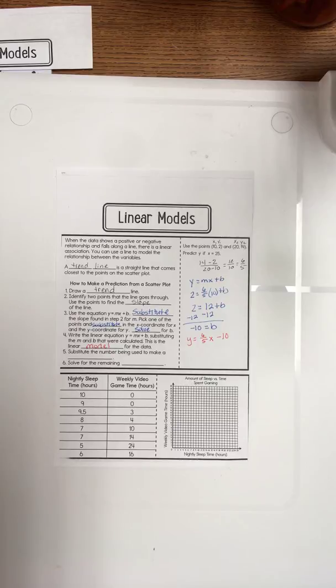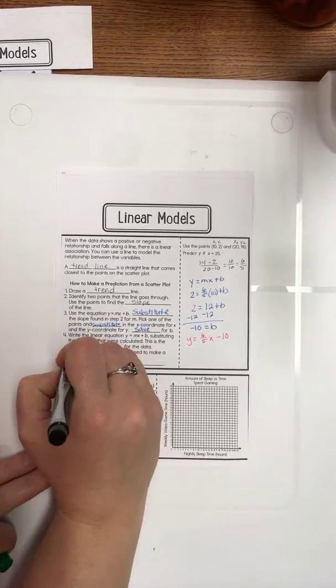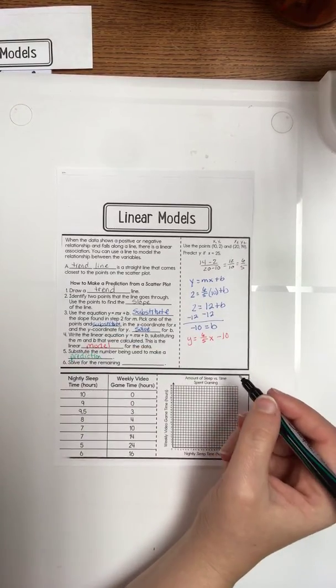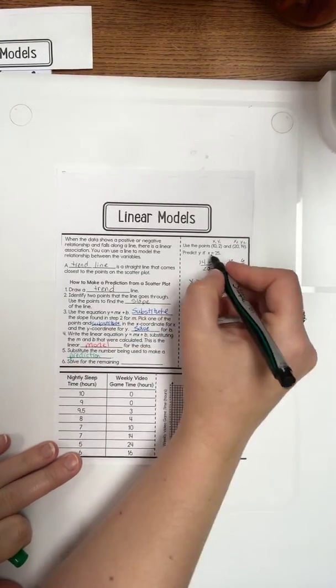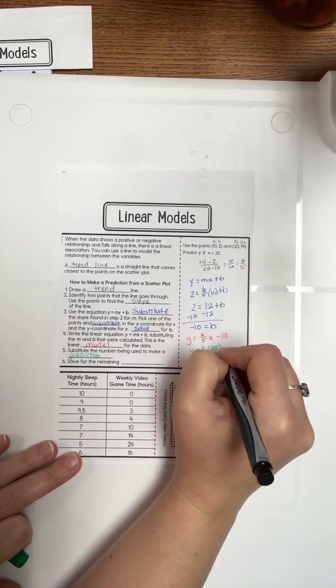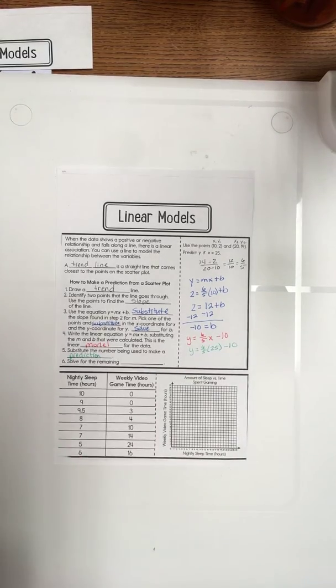Okay, and so now we are going to solve where x is 25. What is y? Sorry, I'm getting 2 more colors since we're not done. Okay, substitute the number being used to make a prediction. If you've run out of space here, you can turn the flap over and work on the back. So we know what x is, we don't know what y is. And so we just substitute 25 for x, and we're going to solve that.